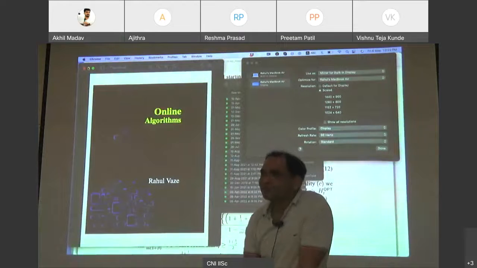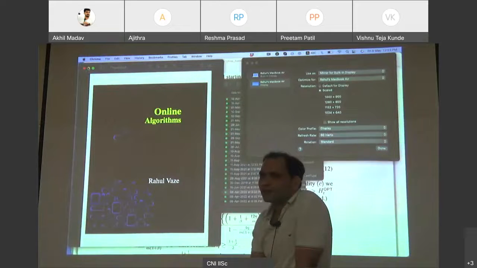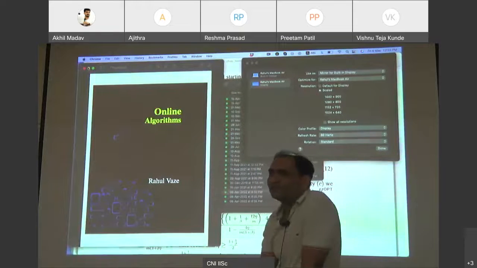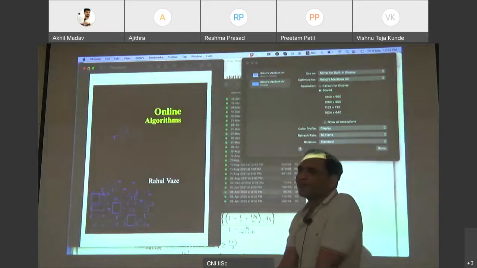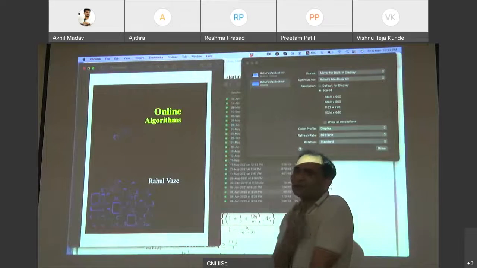So it's about packing. I made this graphic. This is a take on Tetris. Tetris is the perfect online game. You only get to see the next tile which is coming. You don't get to see the entire future.